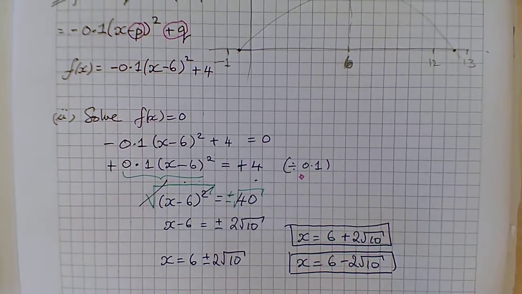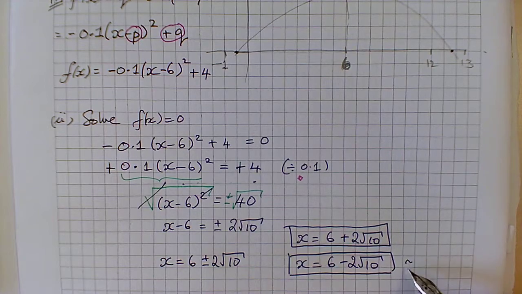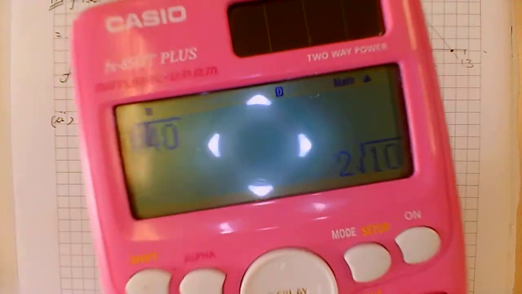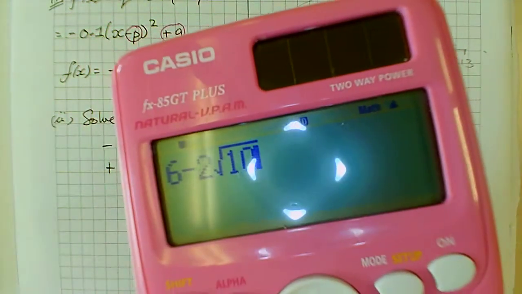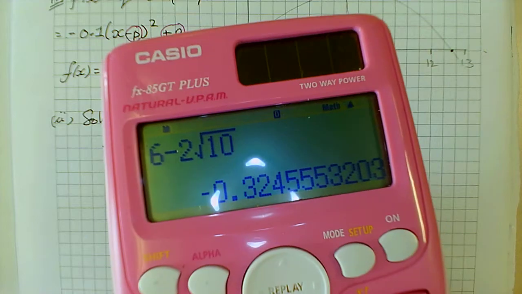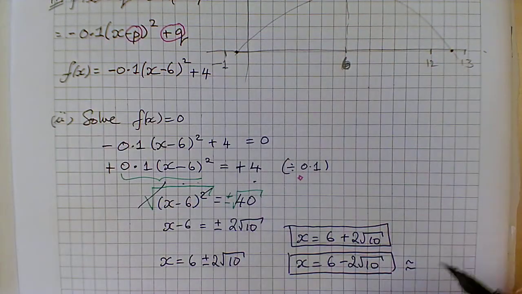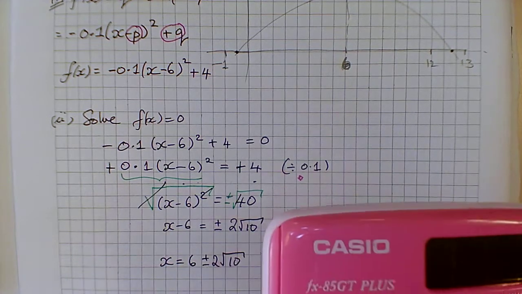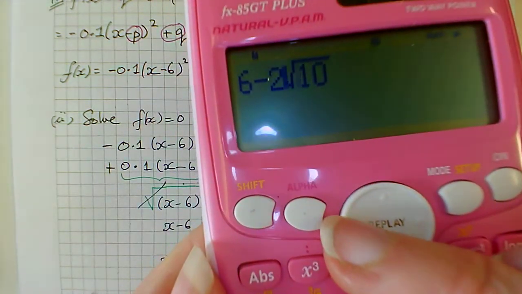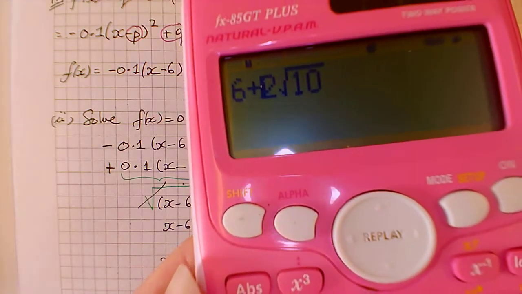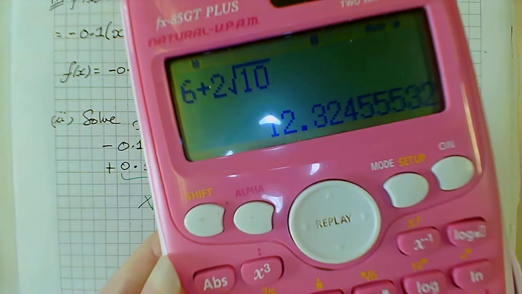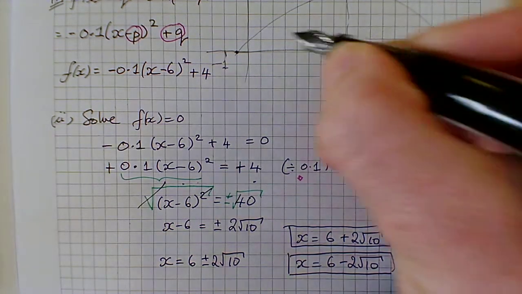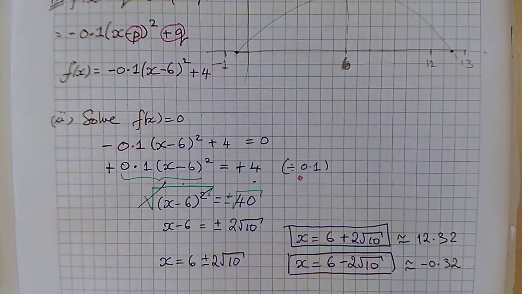To check them though, check if they make sense, I know that the smaller one should be close to minus 1. So when I put that into my calculator, 6 minus 2 root 10, and press my change button, I get minus 0.32. And that makes sense. So minus 0.32 to 2 decimal places. And when I put in the plus into my calculator, and remember, we can just go backwards like this, delete the minus and change it to a plus, and we get 12.32. 12.32, and that makes sense based on the graph that I was given as well.